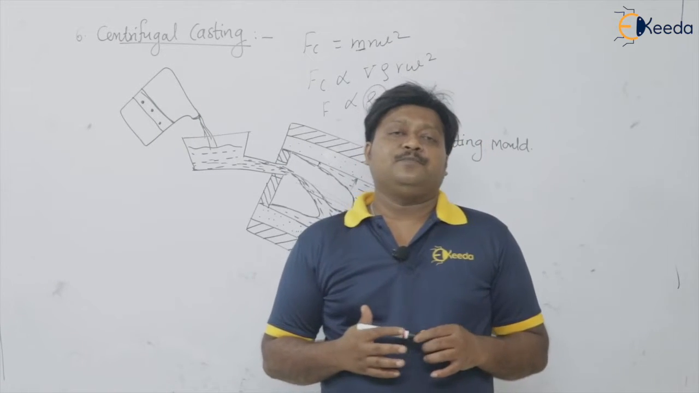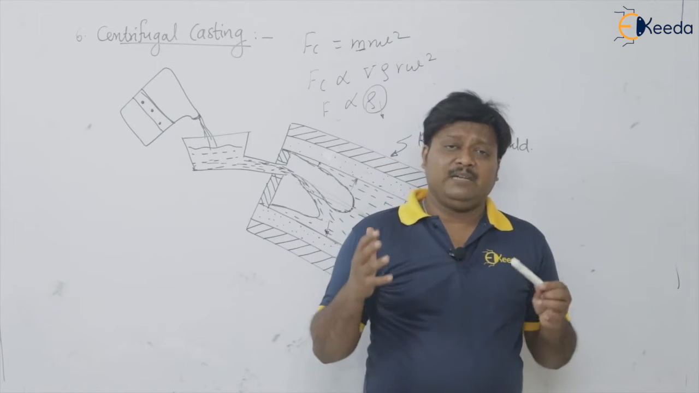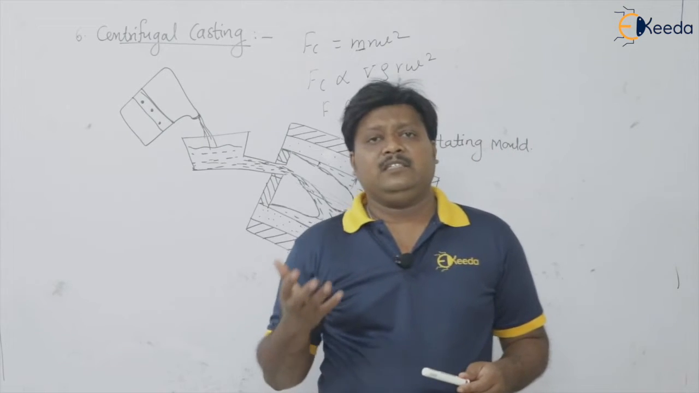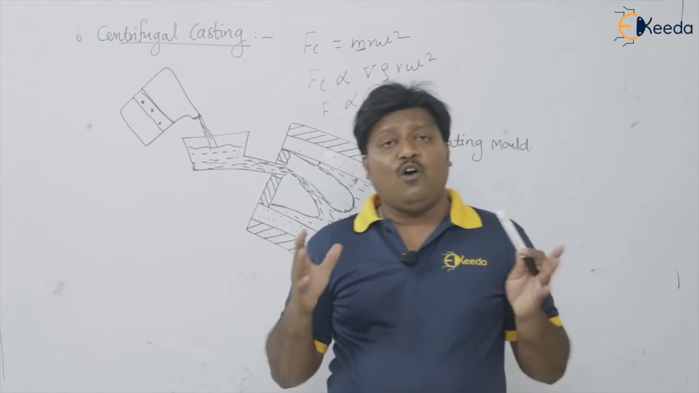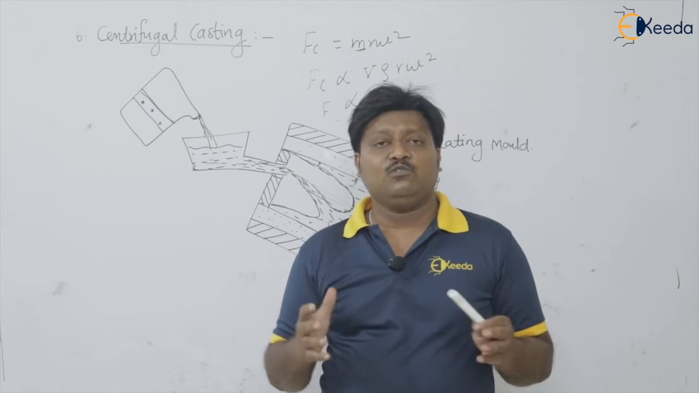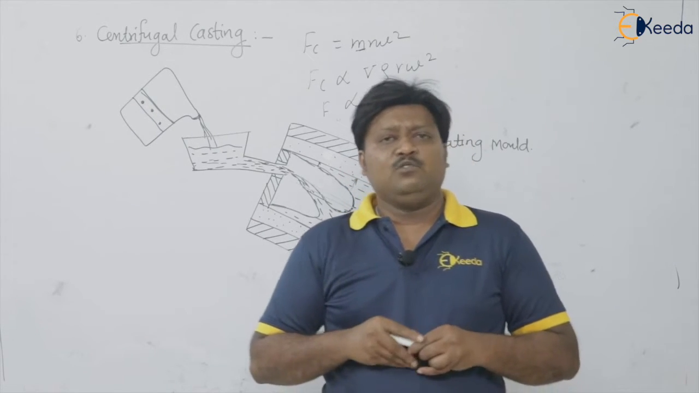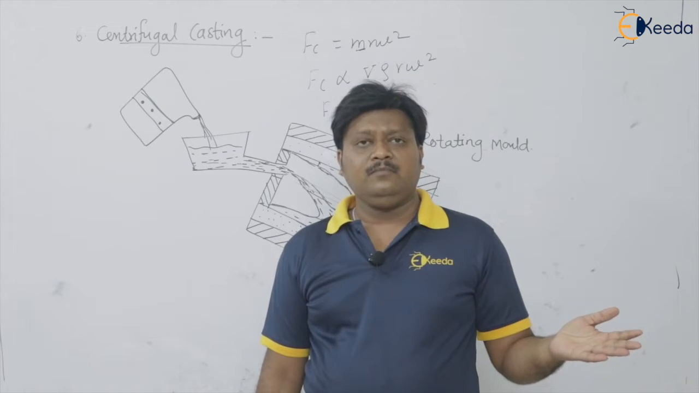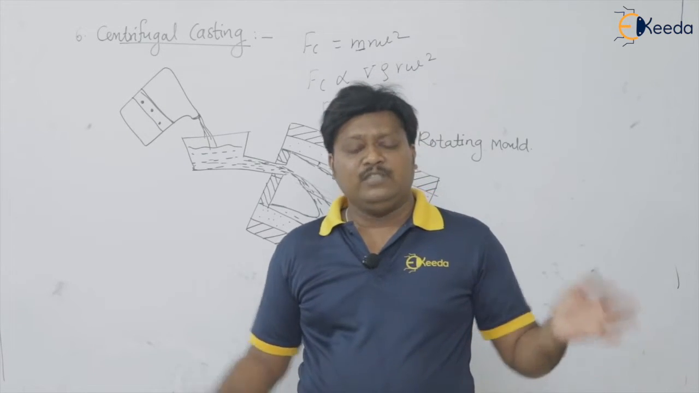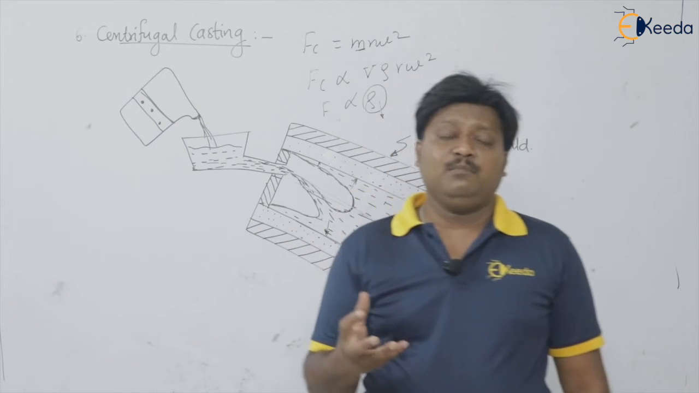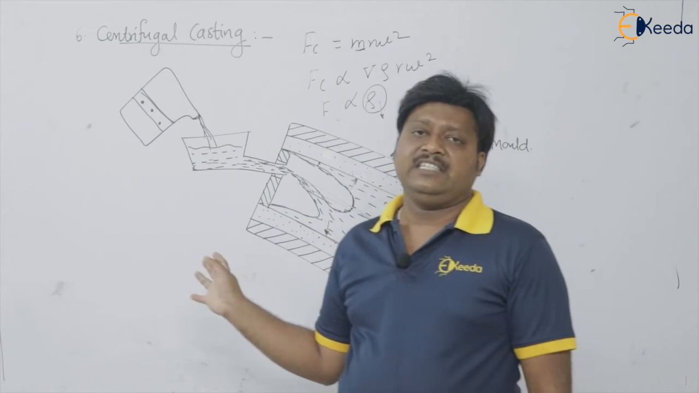Now students, the very important and basic application of this process is to produce hollow pipes. What is it used for? Basically for production of hollow pipes which are used in water supplies in the cities. So these pipes are basically made by this centrifugal casting technique.